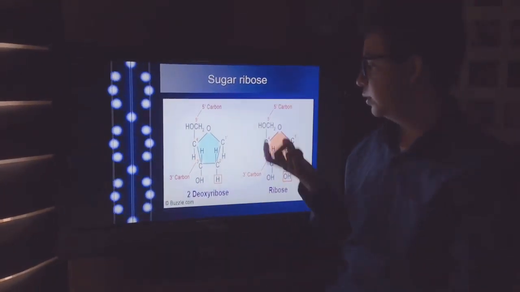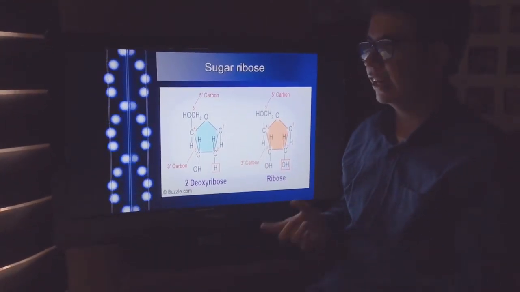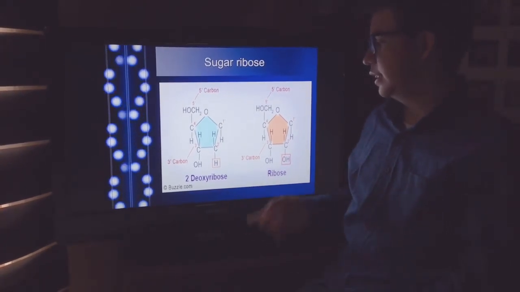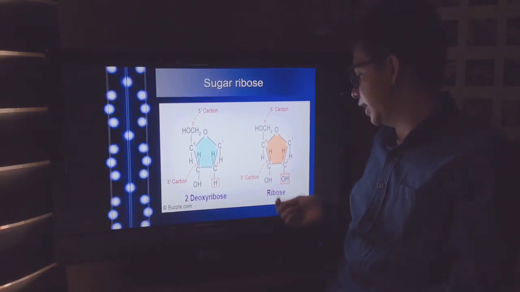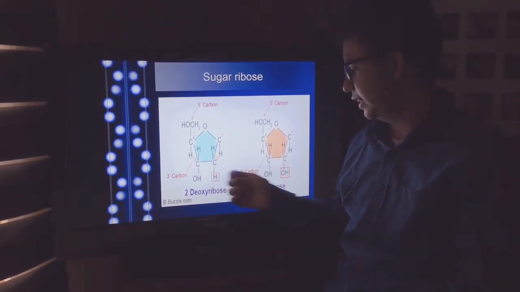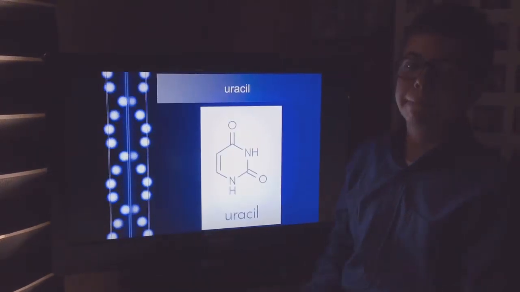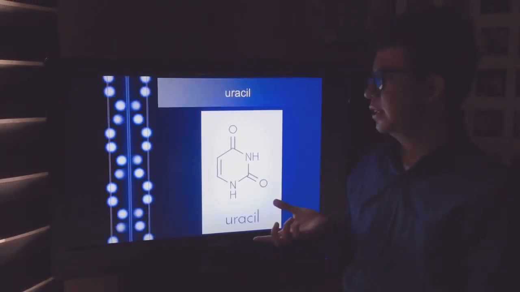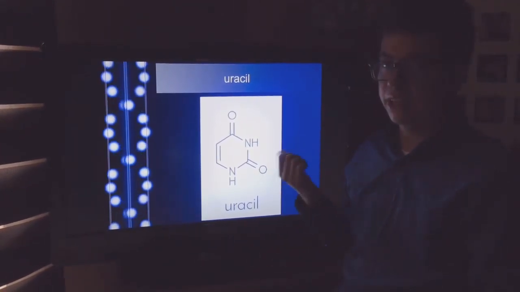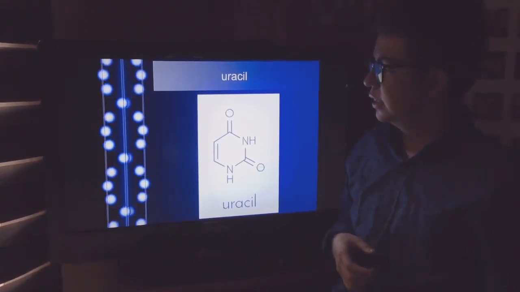The sugar ribose belongs to the RNA. The difference between the deoxyribose and the ribose is that on the carbon 2, the ribose has the oxygen, and the deoxyribose hasn't this oxygen. The uracil is one of the nitrogenous bases of the RNA. The DNA doesn't have it, but instead it has the thymine.